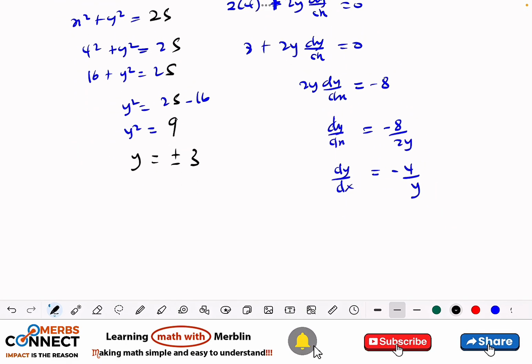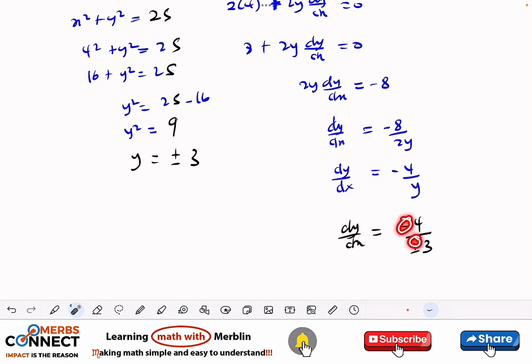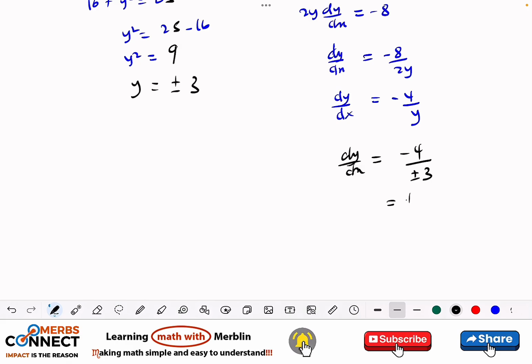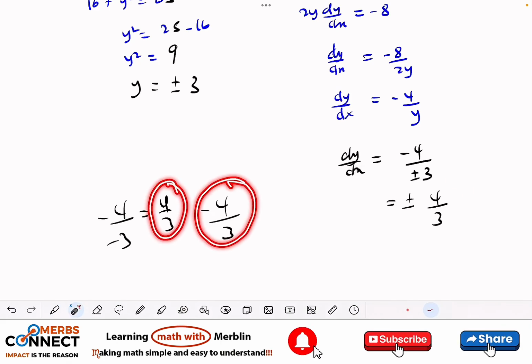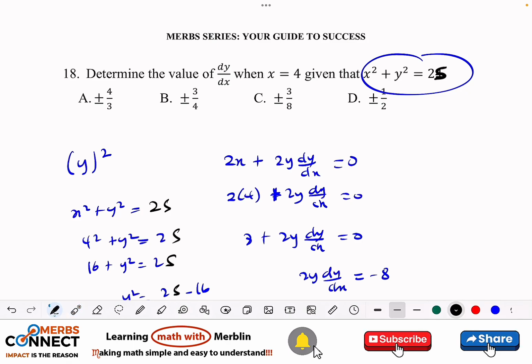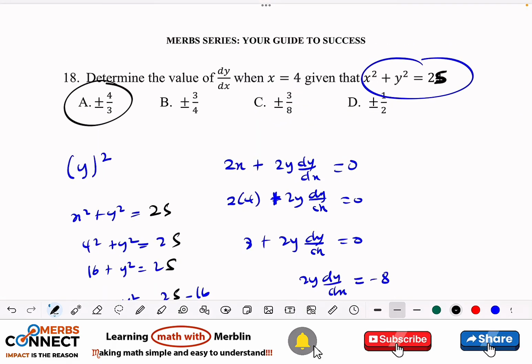So now plug it in here and we are going to have dy over dx equal to minus 4 divided by plus or minus 3, right? So when the plus goes with the minus, it becomes minus, and when minus goes with minus, it becomes plus. So this is basically plus or minus 4 over 3, right? Because minus 4 divided by 3 is minus 4 over 3, and then minus 4 divided by minus 3 will be 4 divided by 3. So we are going to have plus 4 over 3 and minus 4 over 3, which is plus or minus 4 over 3, and this is going to give us A. Good. So that is 18.